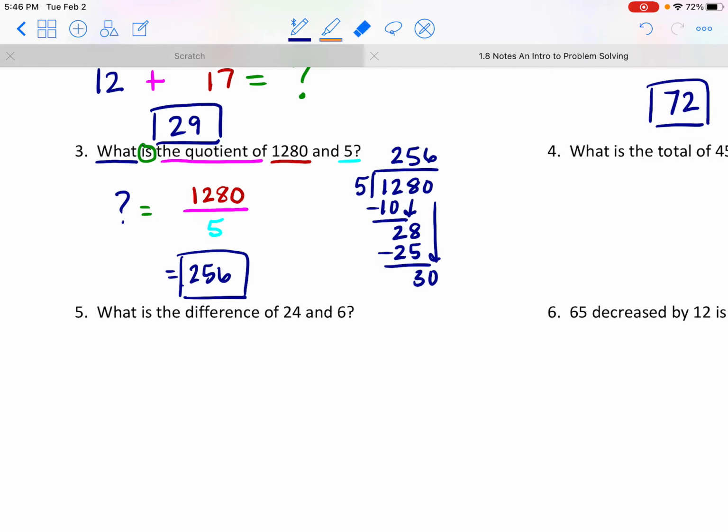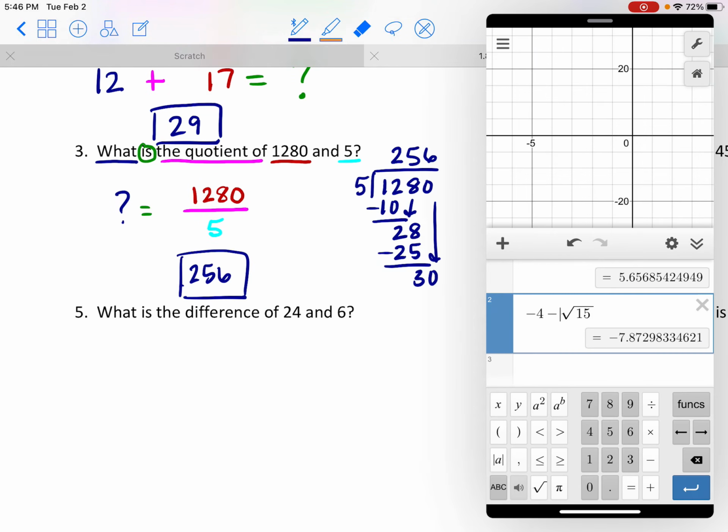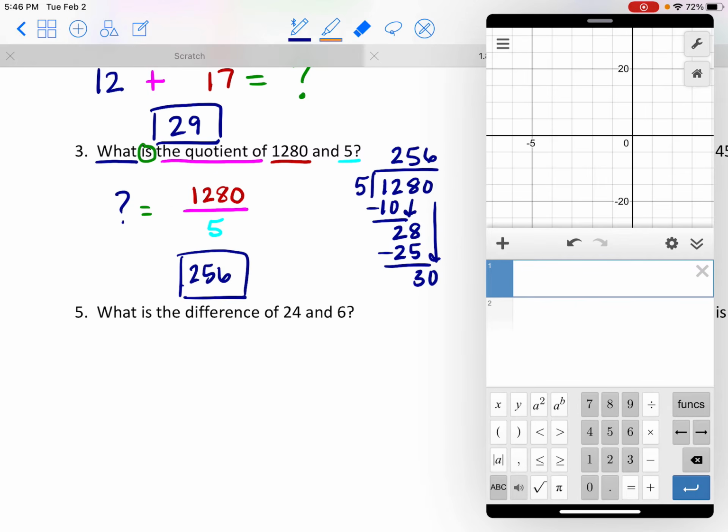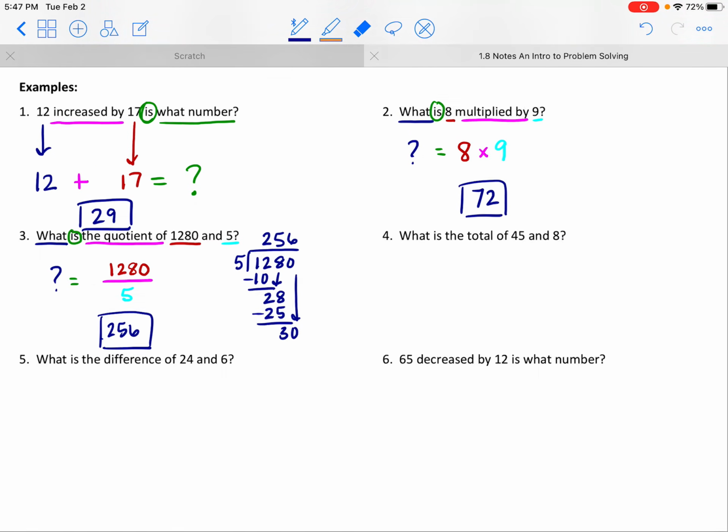Alrighty. Okay, and again, if you wanted to just use your calculator, by all means, put in 1,280. I just want to check my work. Divide by 5, and there it is, 256. Okay? Alright, how about this next one?